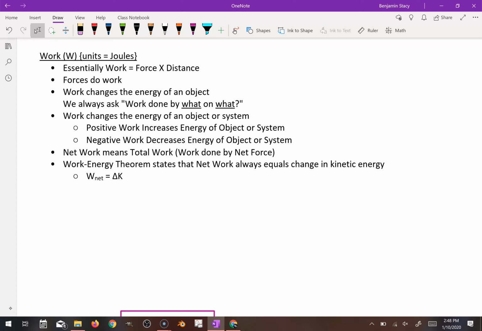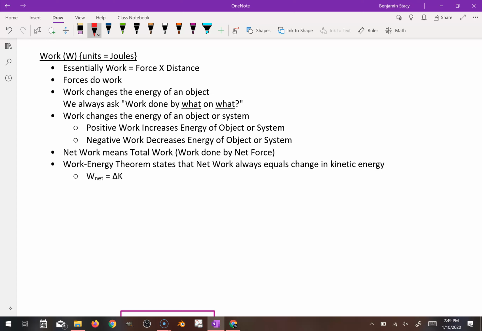Doing work can increase or decrease the energy of a system or an object. And if you have energy, then you can put that into work and make something speed up or slow down. Essentially, work is force times distance. Forces do work or change the energy of an object or a system.